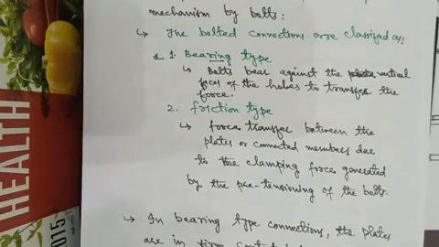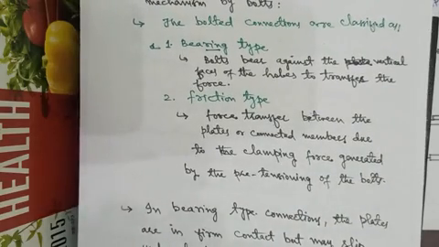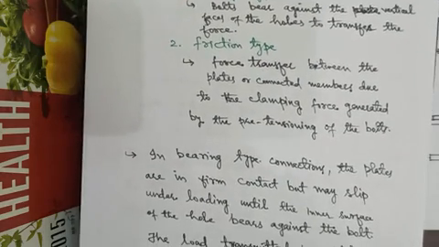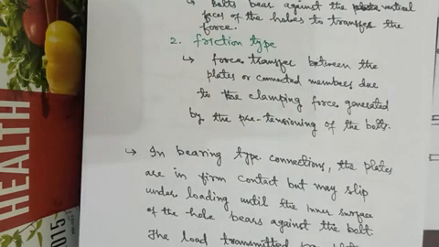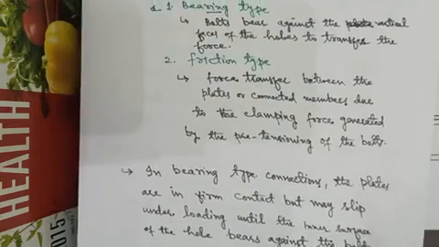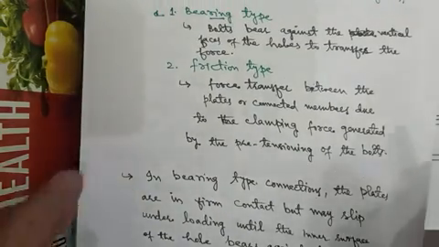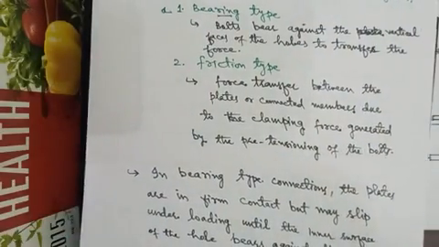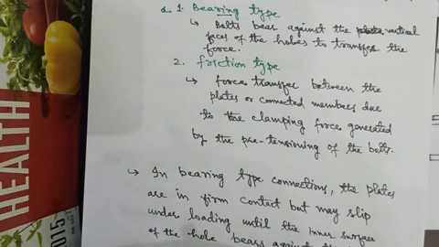And in bearing type connections, the plates are in firm contact, but they may slip under loading until the inner surface of the holes bear against the bolt. So the load transmitted from plate to the bolt is by bearing, and the bolt is in shear in this case. Whereas in the case of friction type, the force gets transferred through friction between the plates, and the bolt in this case is not under shear.